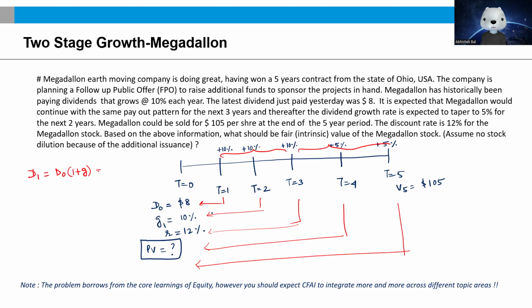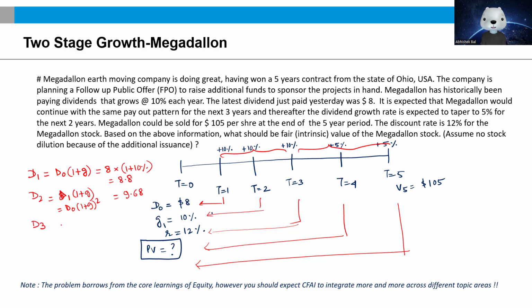So the first dividend happens to be 8 into 1 plus 10%, or 8.8. Okay. Similarly, D2 is going to be either we could do 8.8, that is D1 into 1 plus G, which is also equal to D0 into 1 plus G square. Okay. And both of them ultimately is going to yield you 9.68.